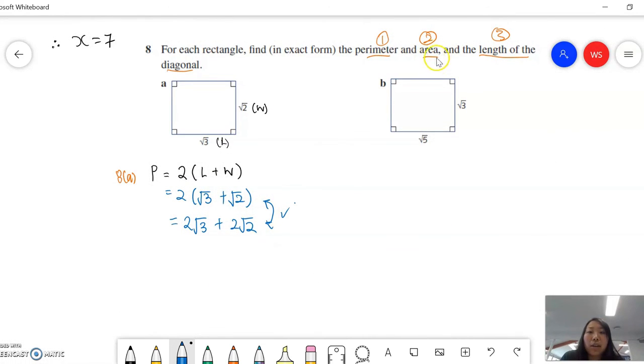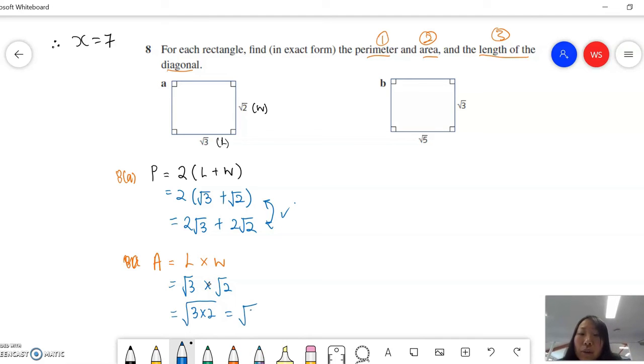Now, the area of this figure. We know our area equals our length times width for our rectangle. That's a formula that we've learned since young. So plugging in your values once more, L is square root of 3 times square root of 2. Applying your basic rules of square roots, we can just multiply 3 and 2 on the inside of one big square root. Simplifying that, you get square root of 6 as your area.